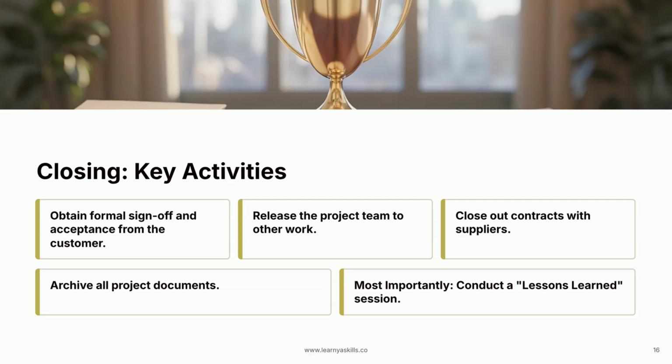To close your project professionally, your key activities include obtaining formal sign-off and acceptance of the final product from the customer or sponsor. You will then officially release your project team, allowing them to move on to other important work. You'll close out any contracts with vendors or suppliers and archive all your project documents for future reference. Most importantly, you will conduct a lessons learned session to capture what went well, what went wrong, and how the organization can improve on future projects.